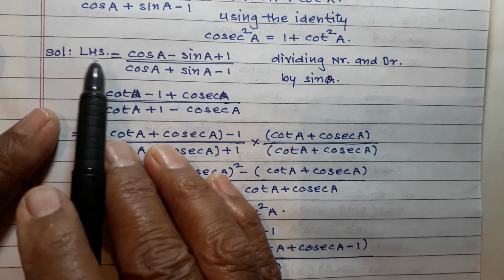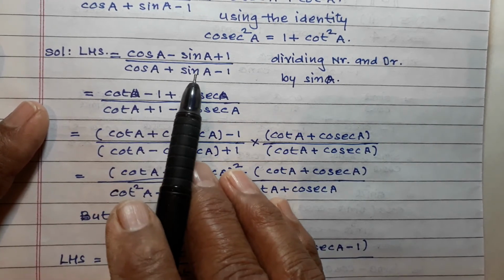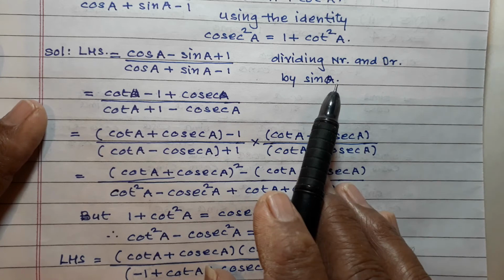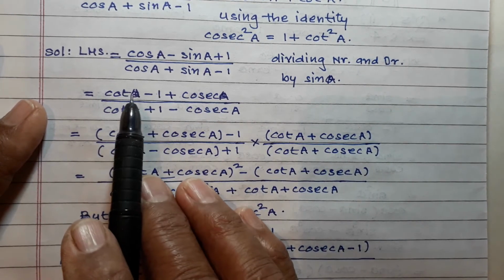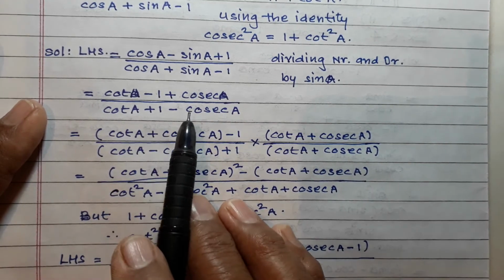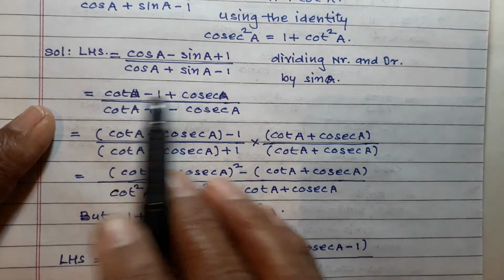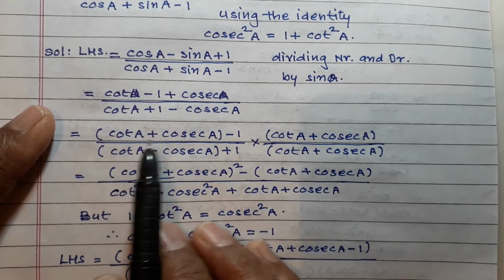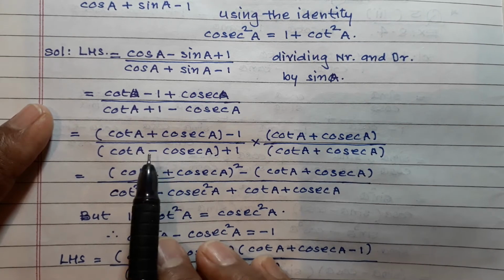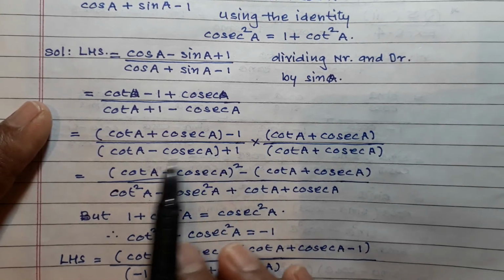Now the left hand side is equal to (cos A minus sin A plus 1) upon (cos A plus sin A minus 1), dividing numerator and denominator by sin A. So this is equal to (cot A minus 1 plus cosec A) upon (cot A plus 1 minus cosec A). Now this and this you take together, so (cot A plus cosec A minus 1) upon (cot A minus cosec A plus 1). Okay, and then you rationalize the denominator.